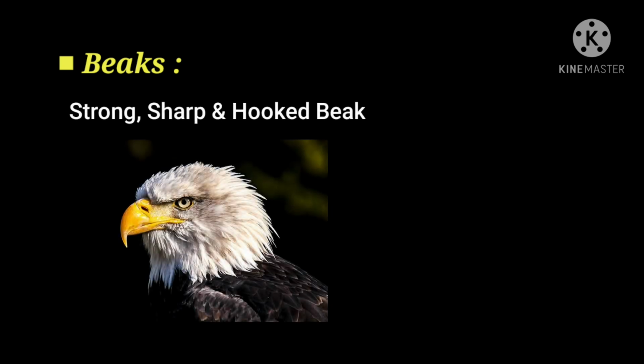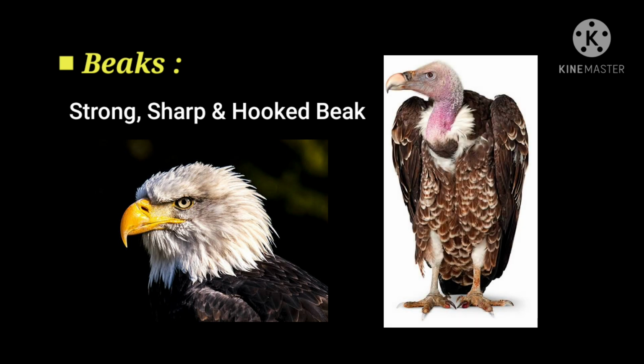Next, in some birds like eagle, vulture, kite, these carnivorous birds generally feed on the flesh of other animals, right? So these birds have to tear this flesh, so they have strong, sharp and hooked beaks. This sharp and hook shape helps them to tear the flesh of the prey.